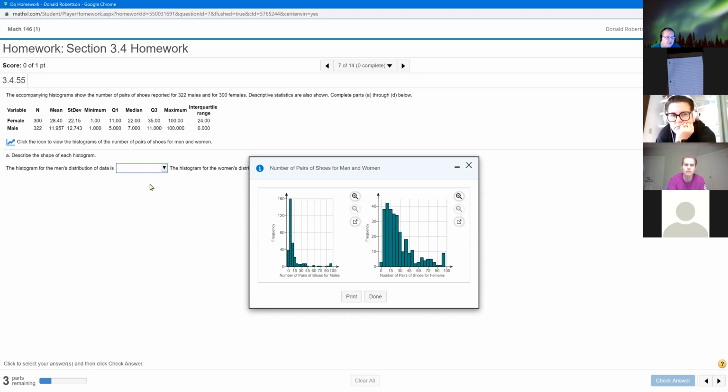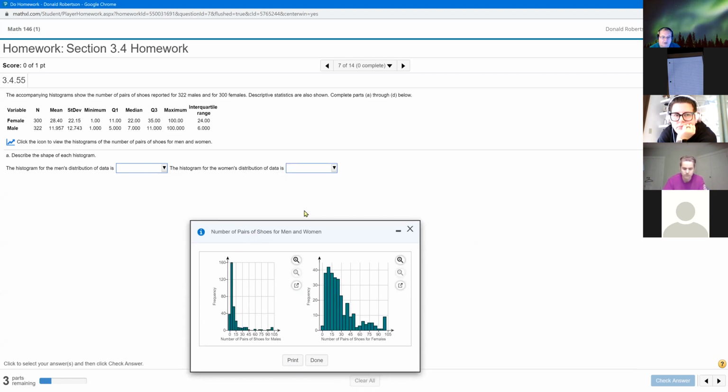Now, is the histogram for the men's distribution strongly left skewed, strongly right skewed, or roughly symmetric? Well, I already answered that one, didn't I? So I would pick the right one. Now let's see about the women. I would also go right skewed. So if that was a test question, I don't think I'd see any working for it, right? What working could you give me? It's a visual thing.